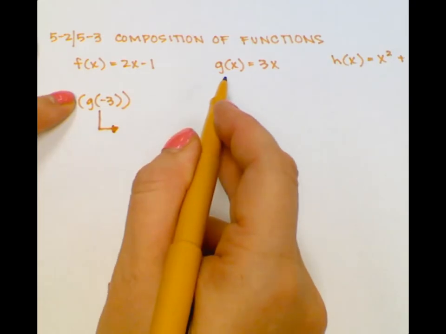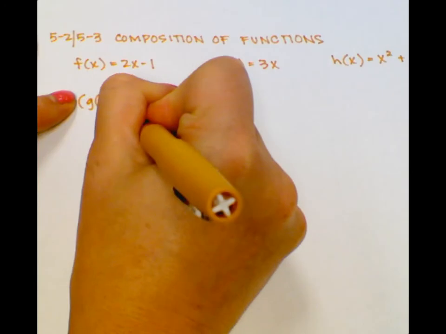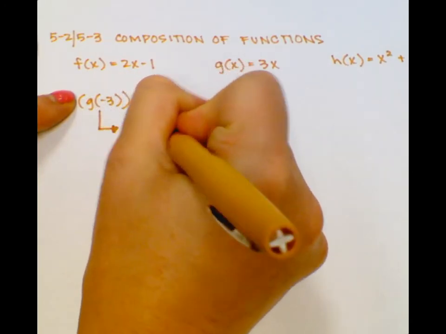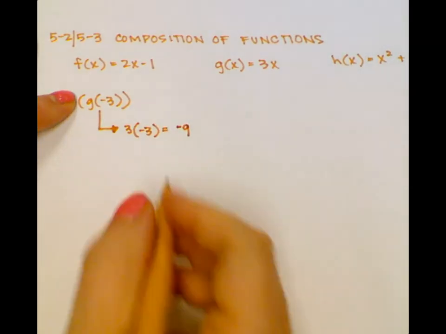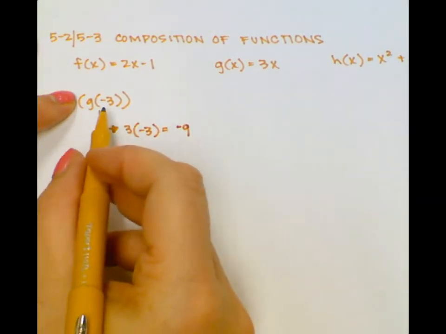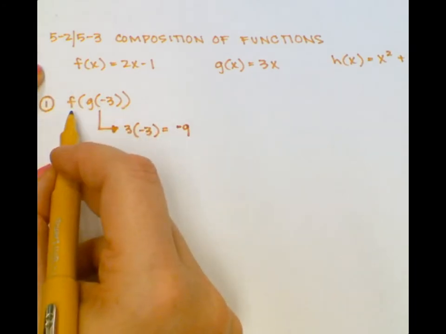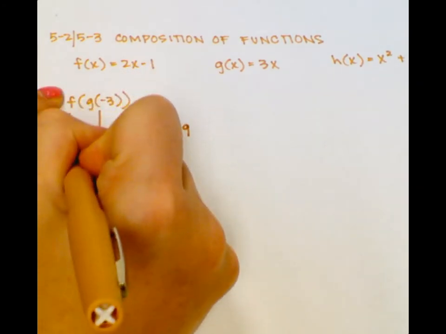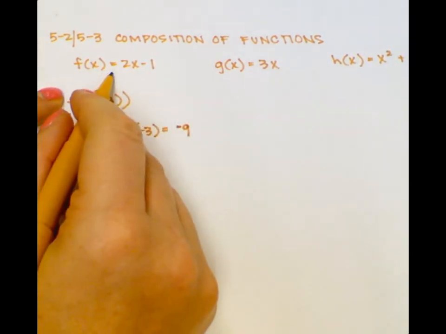So here's g of x right here, and I'm just going to plug in a negative 3. So I'll have 3 times negative 3. What's that? Negative 9, right? Then, once I get that negative 9, I'm going to take that negative 9 and plug it in f. So here's the f right here, and you're going to plug in.